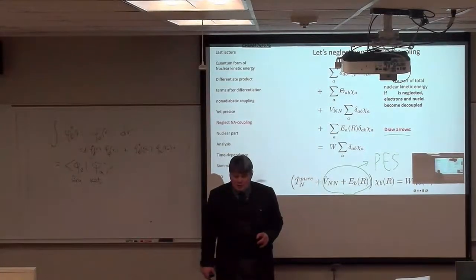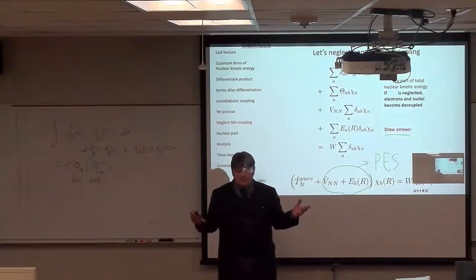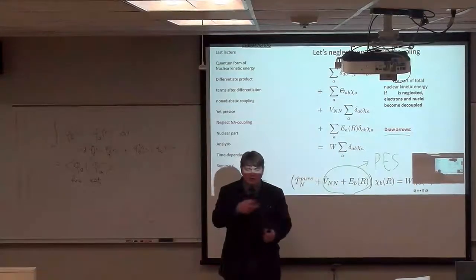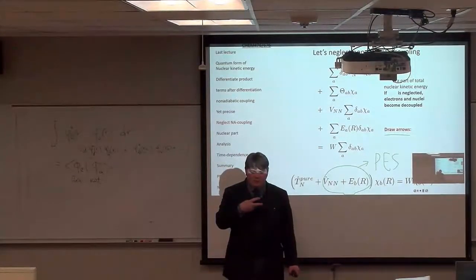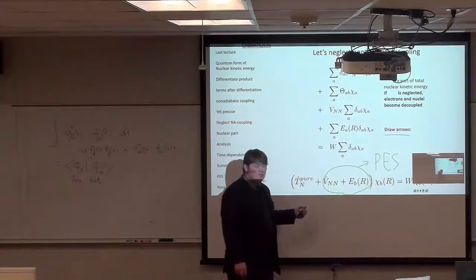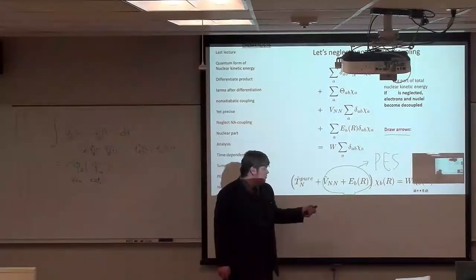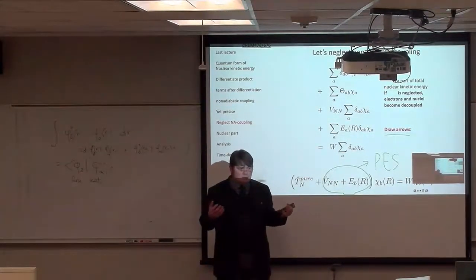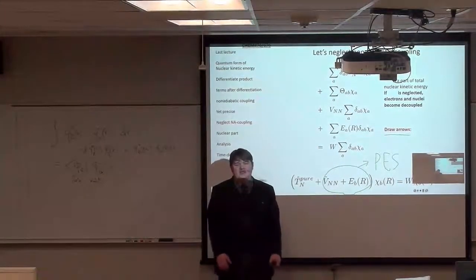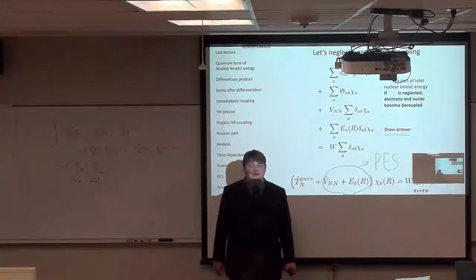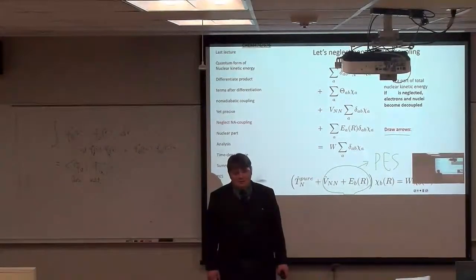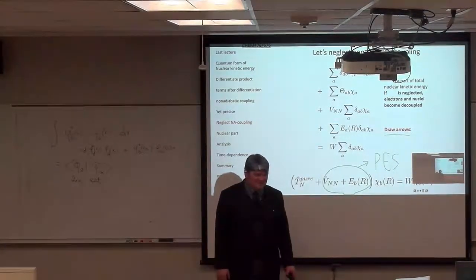So this transition from the overall molecular Schrödinger equation to a pair of equations, one for electrons and their electronic wave function and another for the nuclear wave function, is known as the Born-Oppenheimer approximation. Or if you are tired of speaking so many sounds, you can say BO approximation.